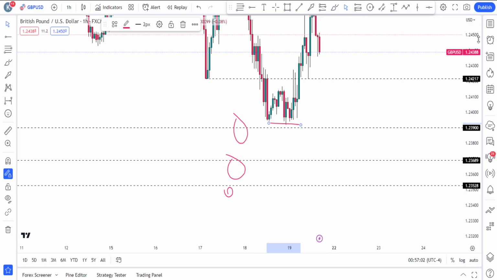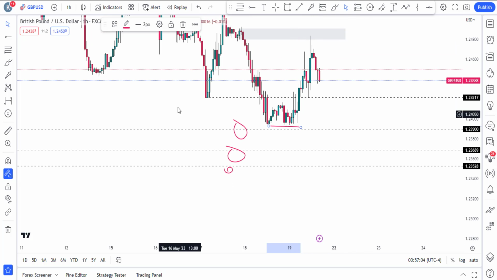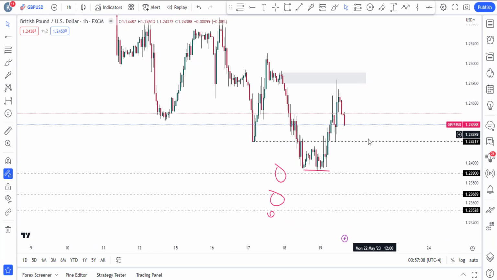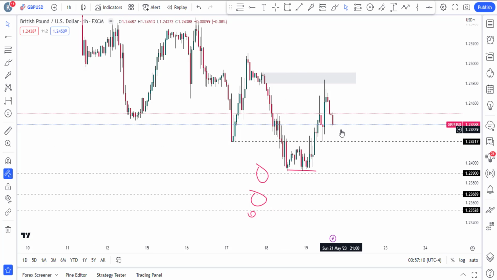So this is all about the quick top-down analysis on the dollar and GBPUSD. You can do it on other currencies that have a direct relationship with the dollar and see exactly what may unfold for the week. So this is all about it, guys.